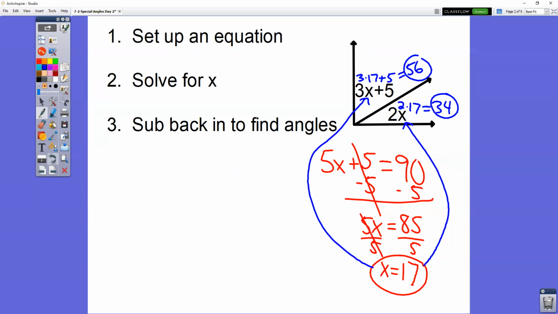Now, it's always a good practice to check to make sure that your answer makes sense. Take your two angles and add them together. 56 plus 34 gives you 90. And that's what we wanted because these are complementary angles. It's the right angle. So always make sure your answer makes sense just by adding together your 2 or 3 answers and see if it equals the 90 or 180 that you were looking for.